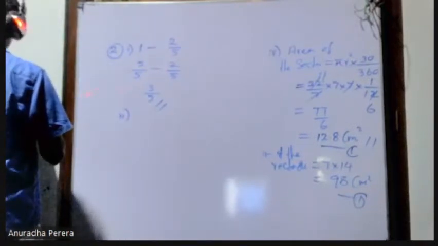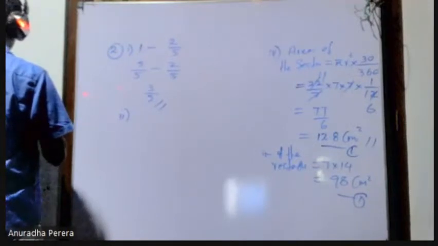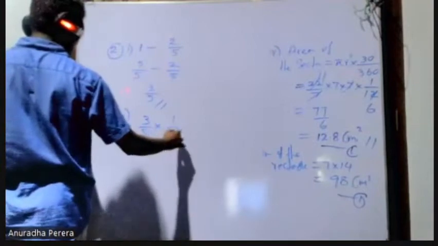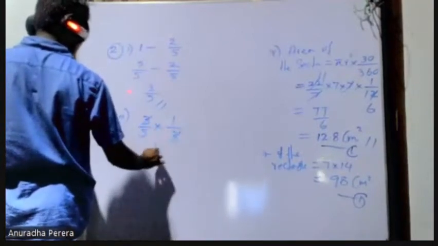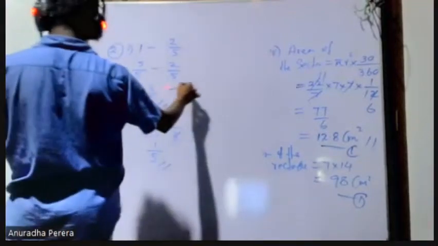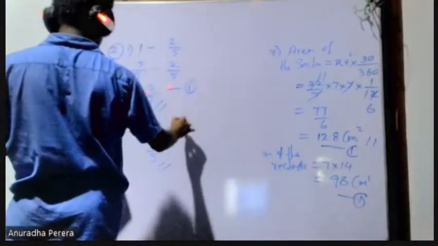Next one: what fraction of his salary is spent on traveling? Traveling is 1/3 of the remaining amount, 3/5 of 1/3. The answer is 1/5. To find this answer, 1 mark.